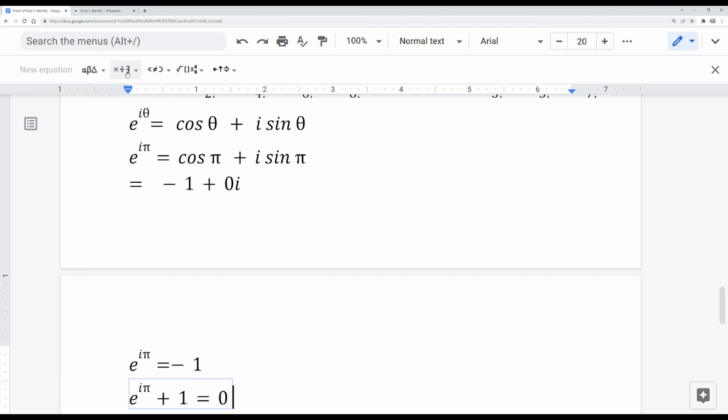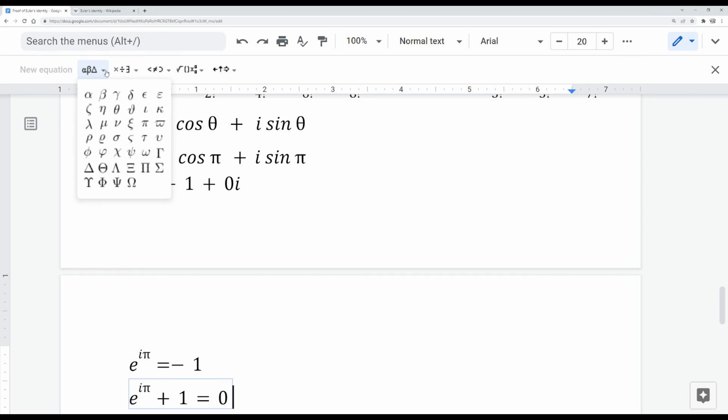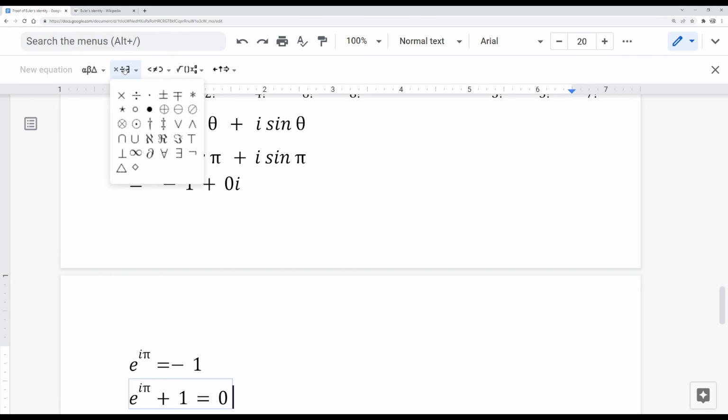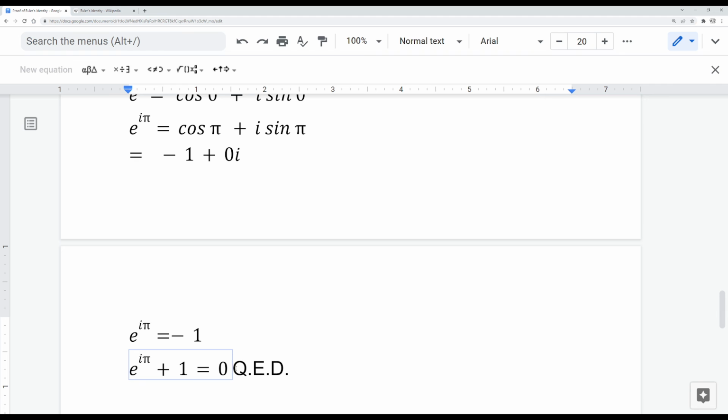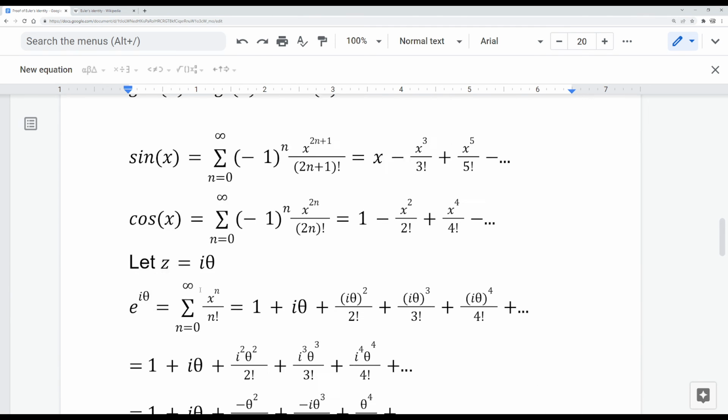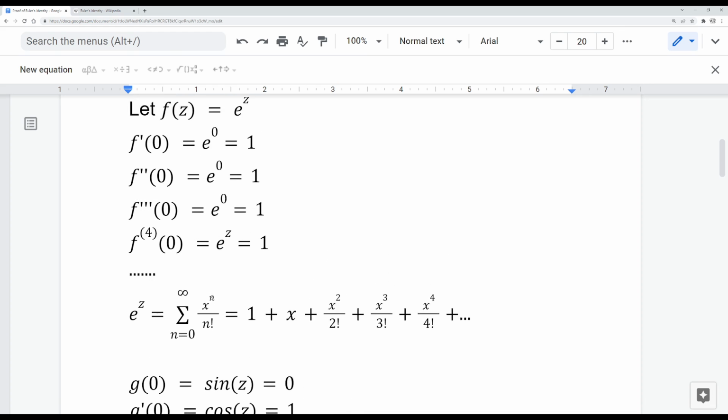And yes, if I can find the symbol, I can't find the symbol, but that is, in fact, the proof of Euler's identity. And there we go. That is it. That is kind of how we do it.